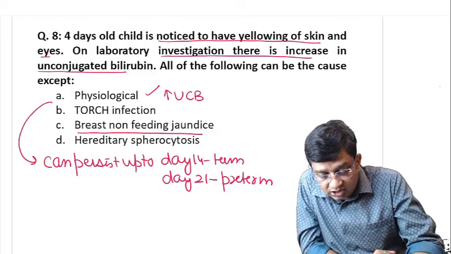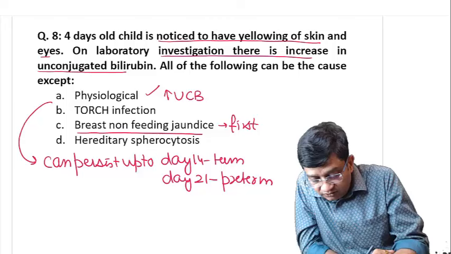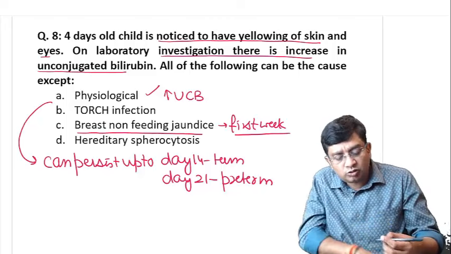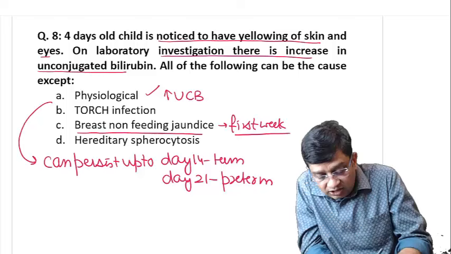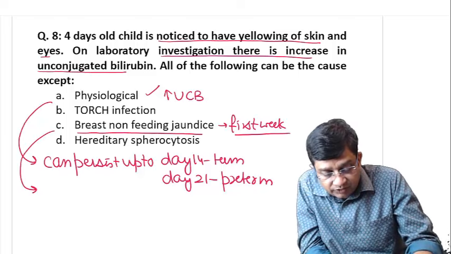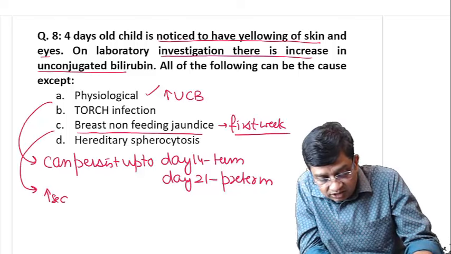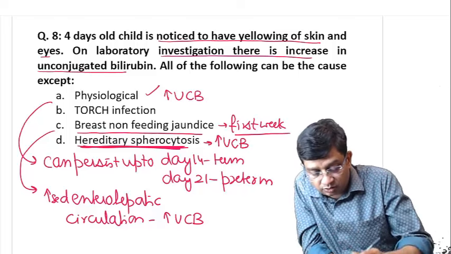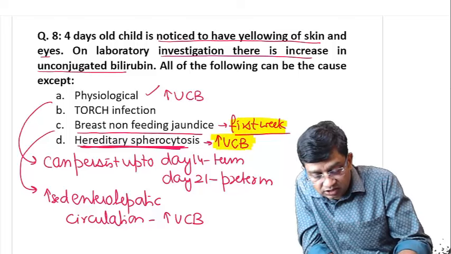Breast non-feeding jaundice very well presents in the first week. The mother is not giving optimal feeds or the child is getting suboptimal feeds. As the child is getting suboptimal feeds, particularly, I am talking of the C choice here, there is increased enterohepatic circulation, which increases the unconjugated bilirubin. If there is hereditary spherocytosis, more of the RBCs will be broken, and if more RBCs are broken, there will be an increase in unconjugated bilirubin. Right?